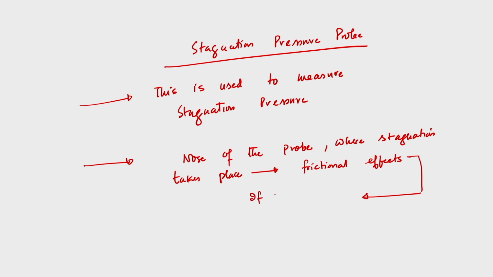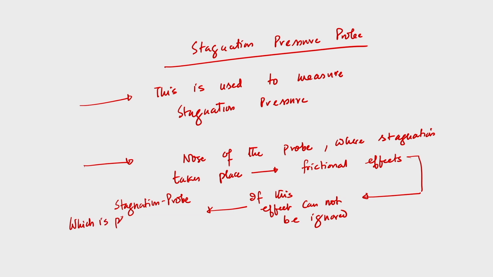So, if this effect cannot be ignored, then the stagnation probe which is placed parallel to the flow direction, rather flow field is not the correct word, rather the axis of the probe is parallel to the flow direction, would not give correct results.